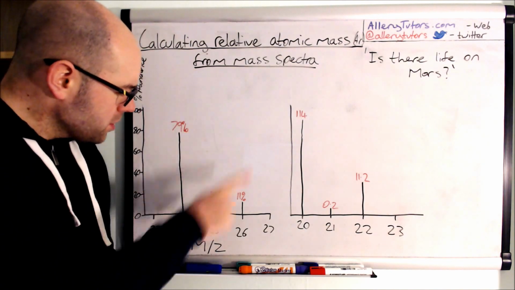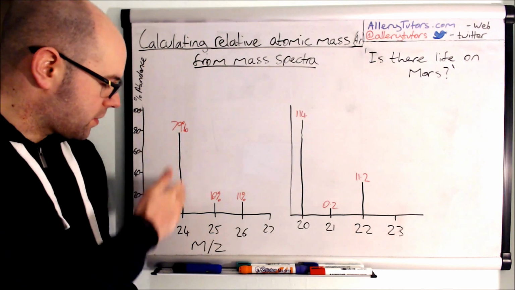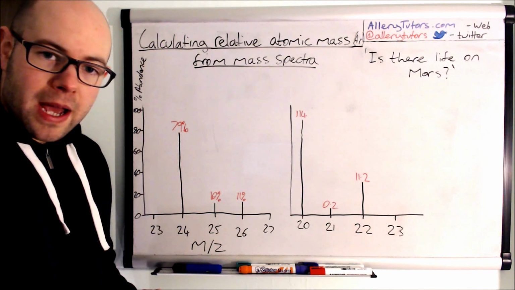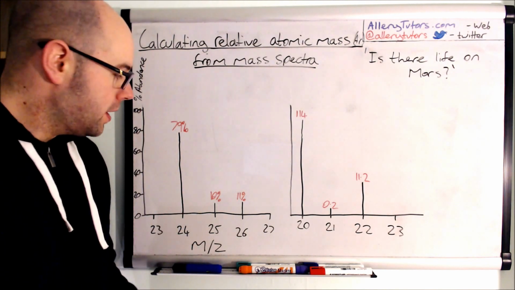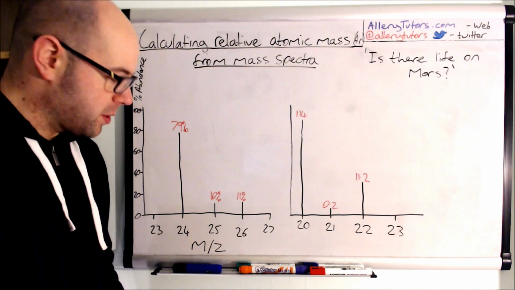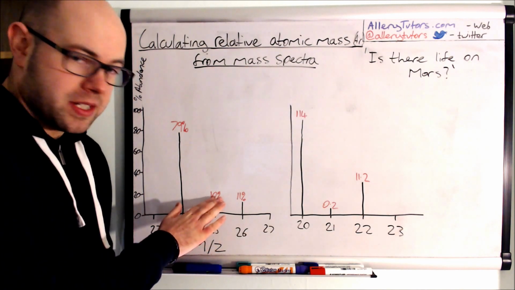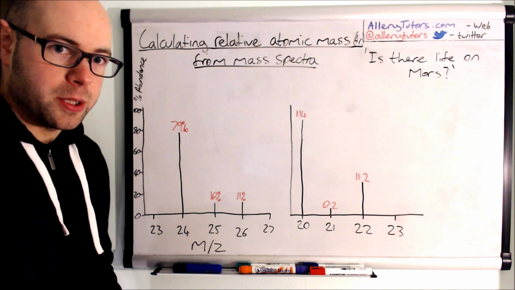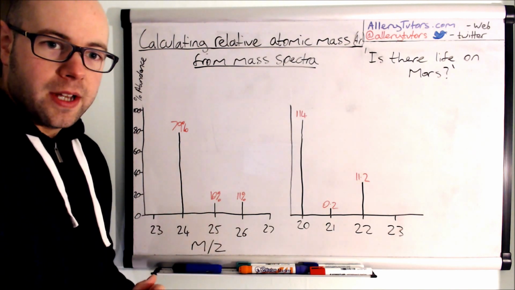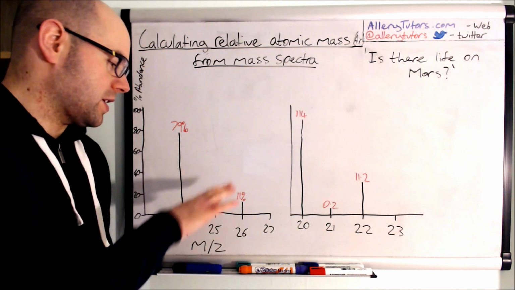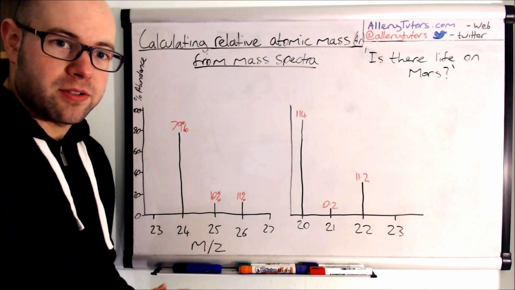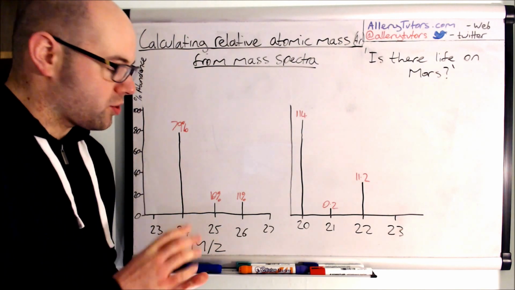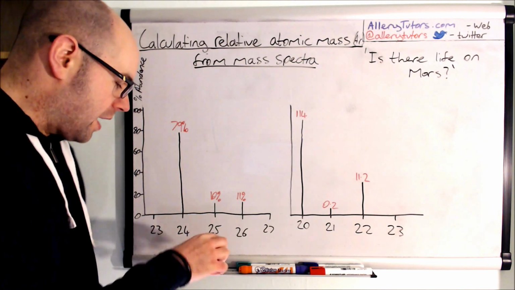So we're going to start by looking at the spectra. You can see we've got one isotope with a mass to charge ratio of 24, and we have 79% abundance. We have another one at 25, that's a 10% abundance, and we have another one at 26, and that's 11% abundance. So if this is an element, we can say that this has three isotopes, and the mass spectrometer has picked that up.